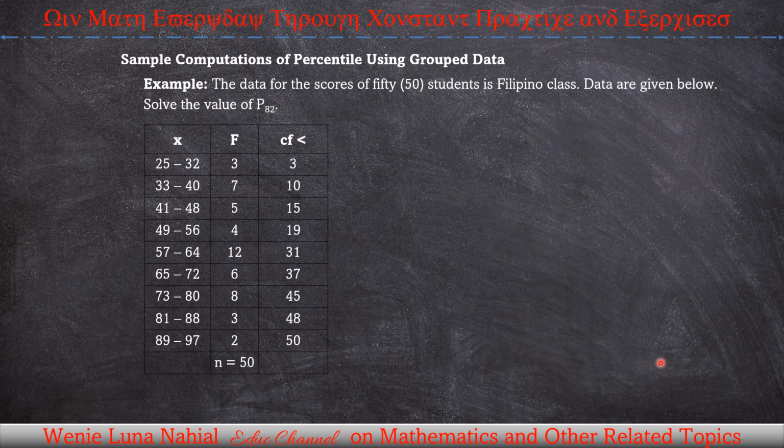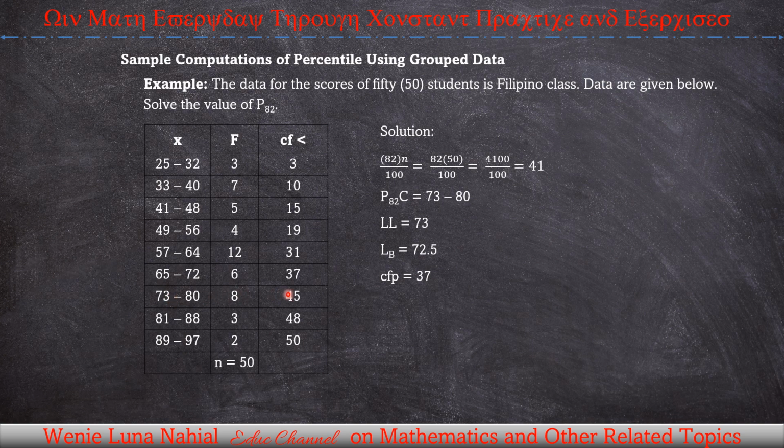Then let's have an illustration. Okay, we use the same data set. So here, we have P sub 82. So replace K by 82 and N by 50. Get their product, you have 4,100 divided by 100, you have 41. So 41 is less than 45. So our percentile class is 73 to 80. Then the lower limit is 73. The lower boundary is 72.5.